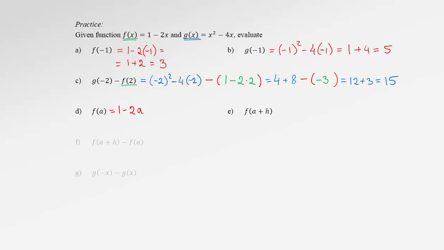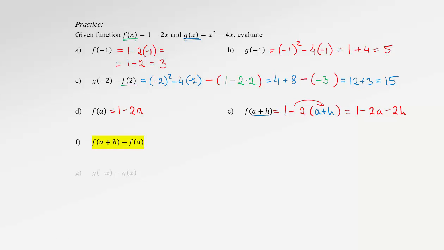In example E, we need to calculate f of a plus h. Okay, follow the f formula again, so it's 1 minus 2 times the input. The input is quite large, so I put a bracket here, and the input is called a plus h. Plug in a plus h. Obviously, this can be simplified. It becomes 1 minus 2a and minus 2h. When we open the bracket, the minus will reverse this sign to negative.